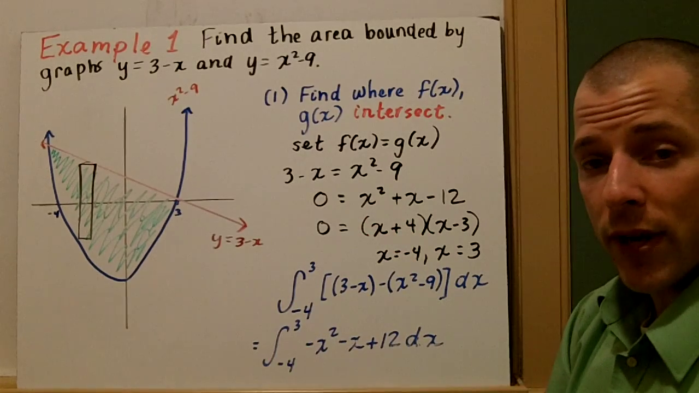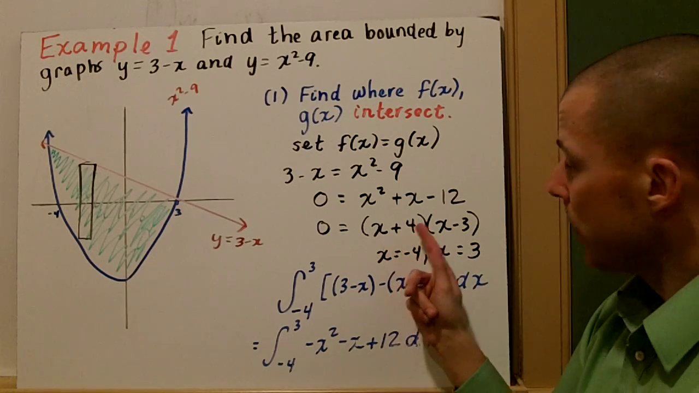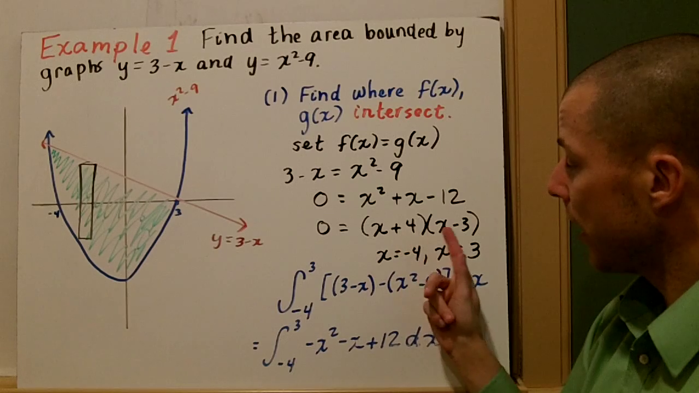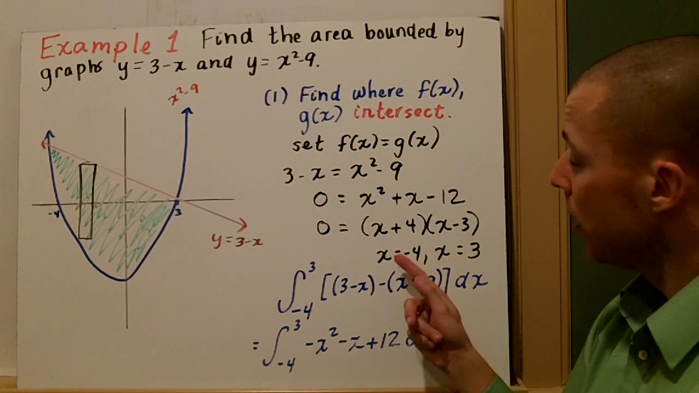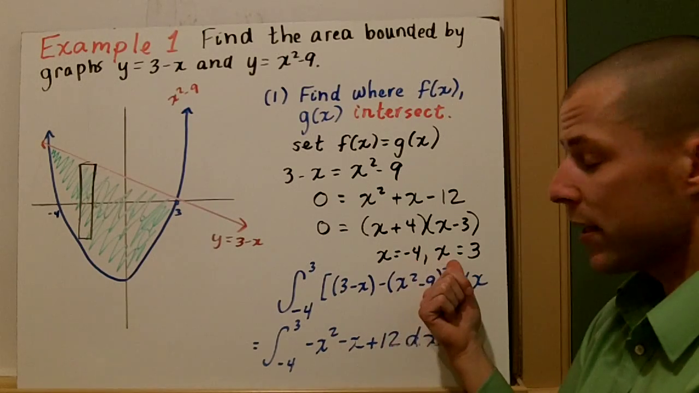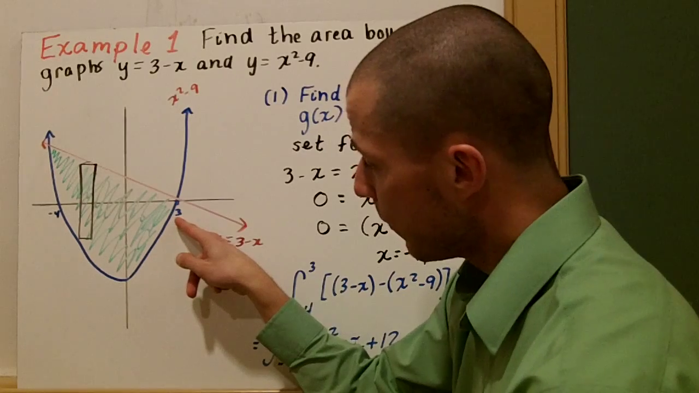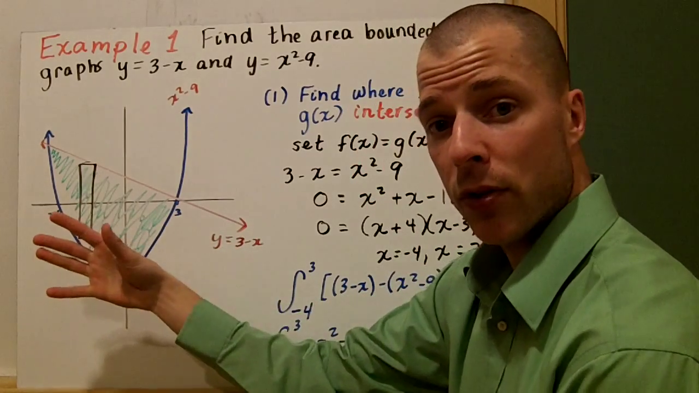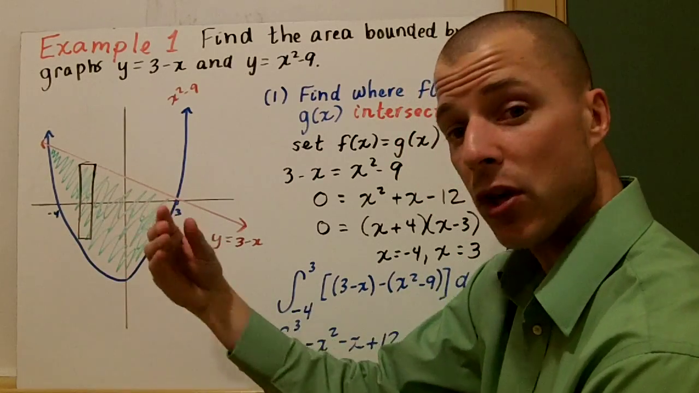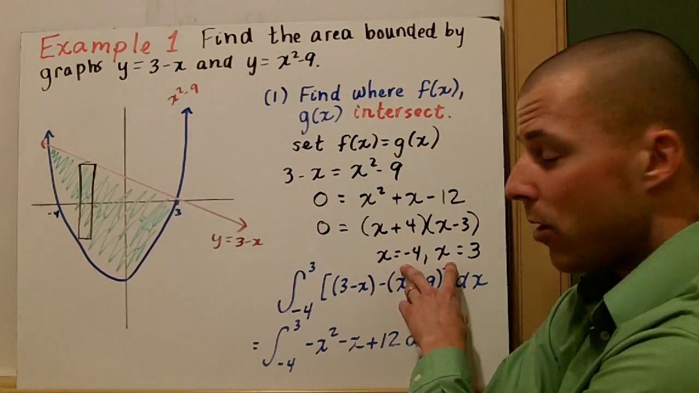When you solve a quadratic, you factor, if possible. It turns out we can factor. Two numbers that multiply to be negative 12 and add to be 1 are 4 and negative 3. And so x equals negative 4 and x equals 3. These two x's, that's our boundary. That's where, from negative 4 to 3, that's where we're looking. We're going to look at the area in between negative 4 and 3, because those are where the two functions are equal. They have the same output.